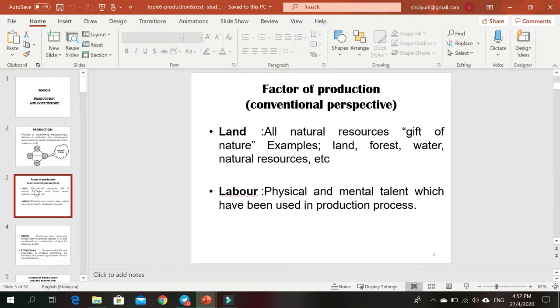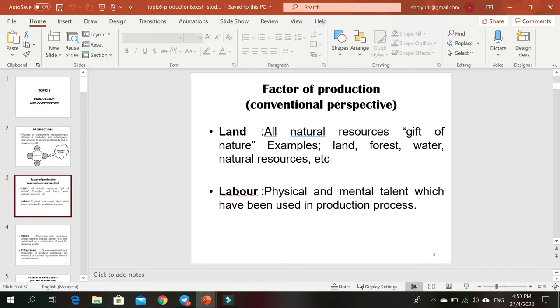So what are the factors of production? I already explained it to you when I taught chapter 1, so just a recap again. In terms of land, translation is tanah, but in economic sense, it is all natural resources, the gift of nature, what Allah bestowed to us. For example, land, forest, water, natural resources, and etc.